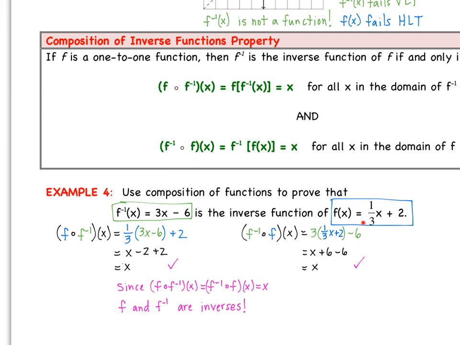So now I'm going to take f, and I'm going to plug it into the x in f inverse. So instead of x here, I'm going to put 1/3 x plus 2, so you can kind of see that substitution. Now we just carry out the operation. So distribute the 3, that's where we get x. 3 times 2 is 6, and we can't forget about subtracting 6. The 6's cancel, and we are down to just x, so I can do my check mark. So then our conclusion is, since the composition of both of these equals x, f and f inverse are inverses of one another.